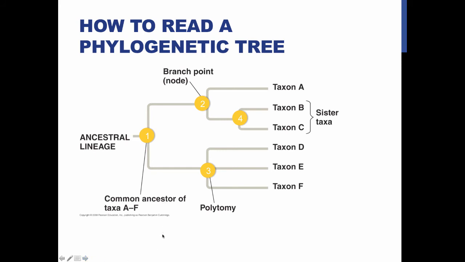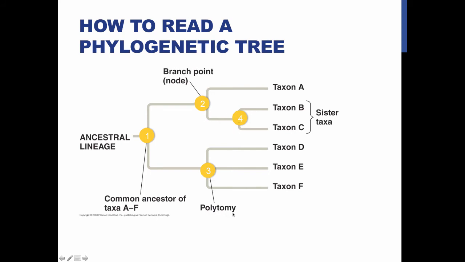The way we read a phylogenetic tree, to review: the common ancestor is here at the branch point. So at the base of this tree is the ancestral lineage, and 1 is the last common ancestor of all of these taxa, A to F. The branch point here, or node, is the last common ancestor for A to C. So we call this spot where they come off a node. So 4 again is another node.